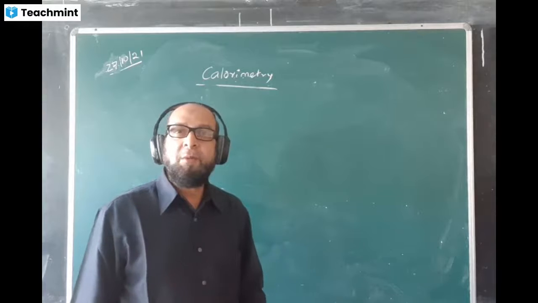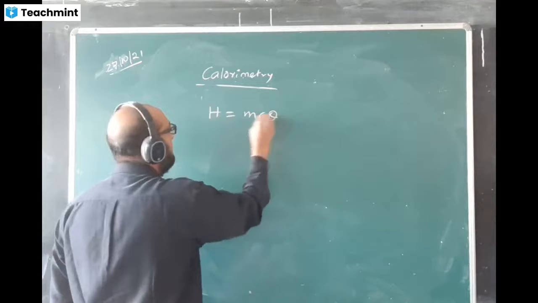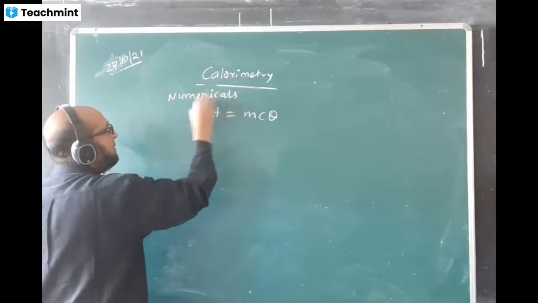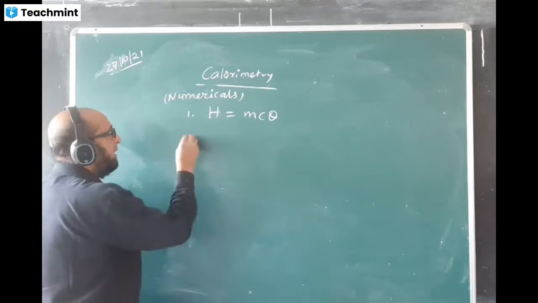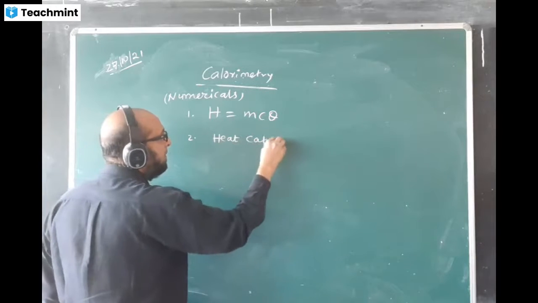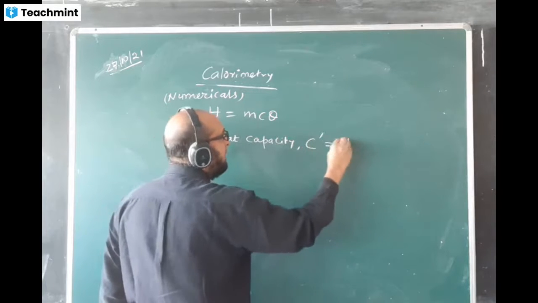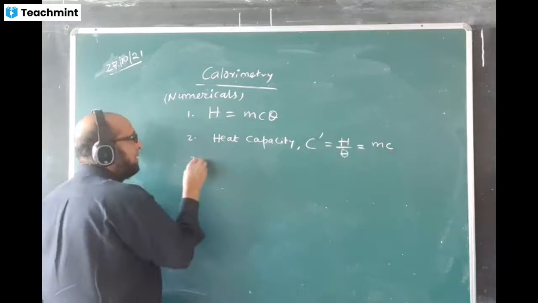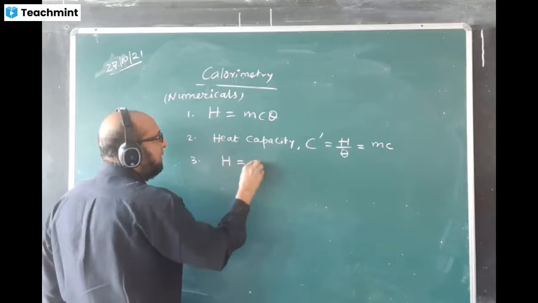The formula for doing problems is H is equal to mcθ. You can write down the formulas for numericals. First formula will be H equals mcθ. Second formula will be heat capacity, denoted by C dash. Formula is either H by θ or m into c. And the third formula will be heat is equal to mL.